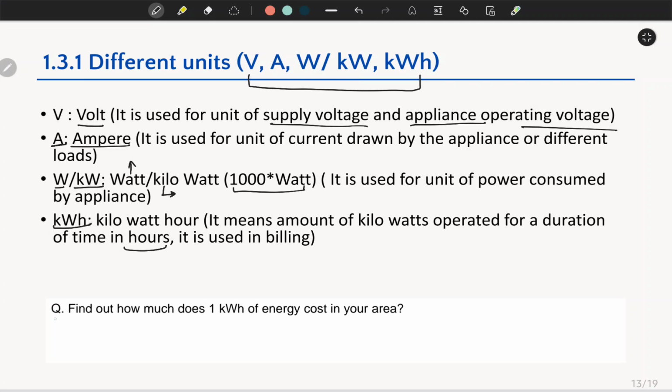Now I have a general question for you. Please find out how much 1 kilowatt hour of energy costs in your area. This will act as an input for quiz questions for you, so please be aware of this.